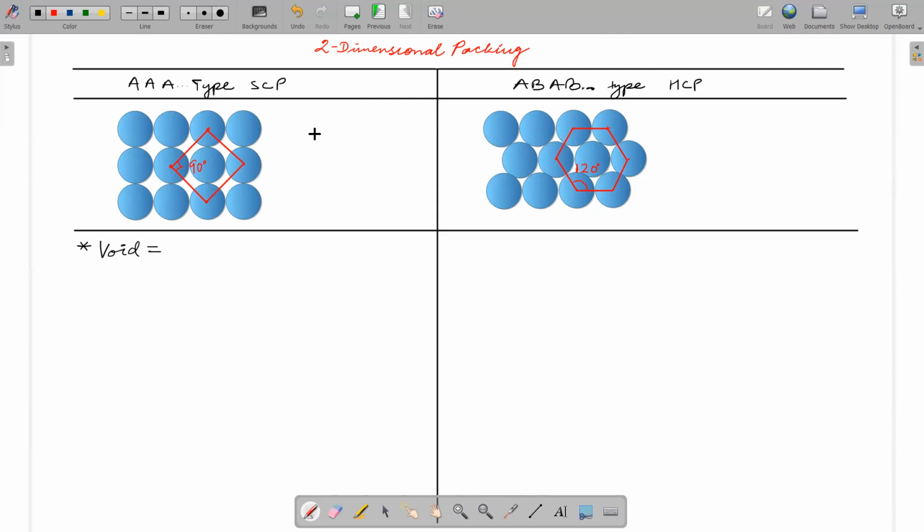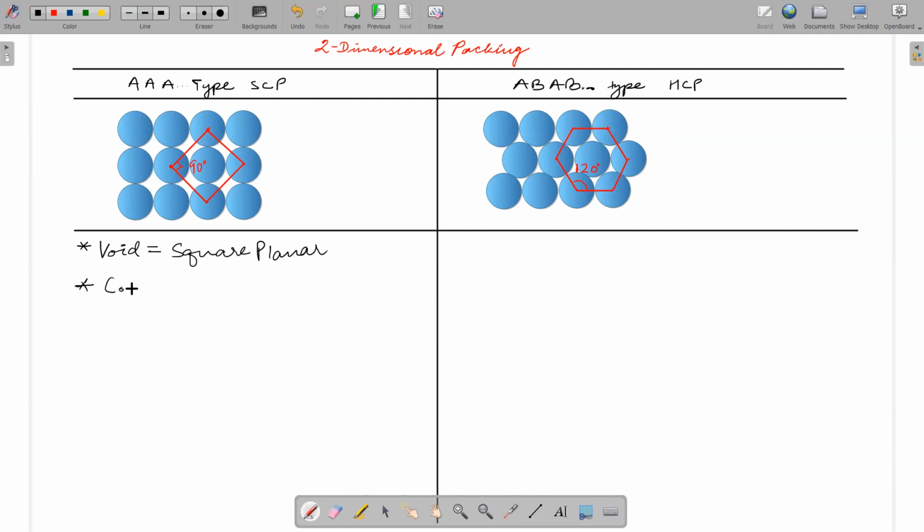I'm asking what void is present in square close packing, in AAA type packing. What void can you see? 2D void or 3D void? It's a 2D void. And in 2D void, what void can you see here? Square planar. I'm not asking very tough questions. I will be asking the questions that you know only. Okay, square planar.